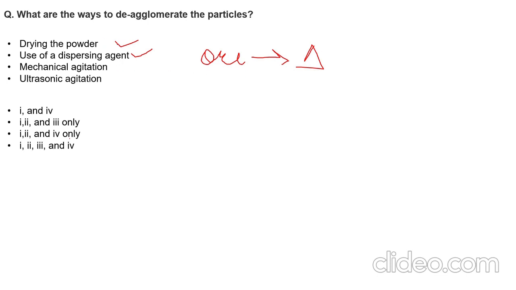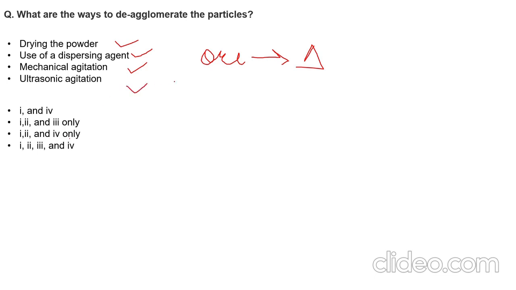So you can dry the powder for deagglomeration, because basically the agglomeration is because of the liquid bridges that are formed between the particles. So you can dry the powder, you can use a dispersing agent, you can use mechanical agitation also. If you mechanically agitate the particles, you will also try to deagglomerate the material. One option is also ultrasonic agitation.